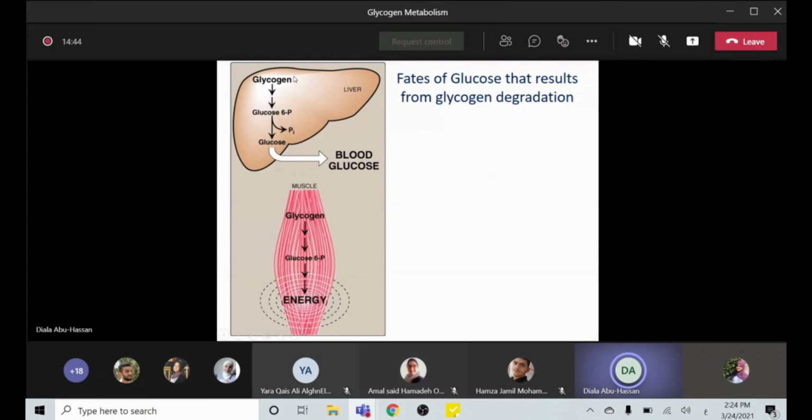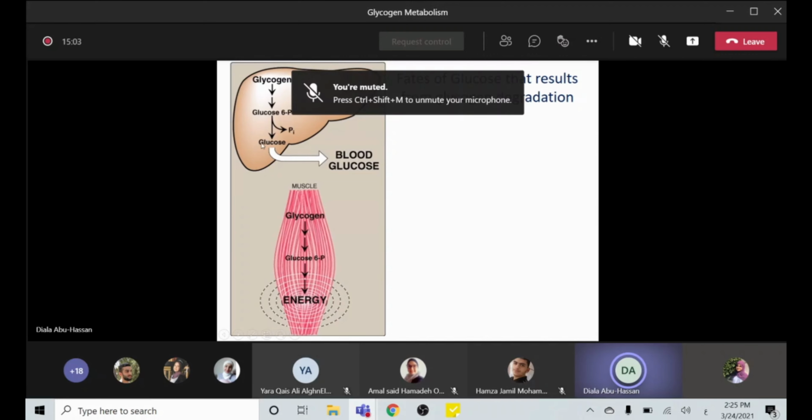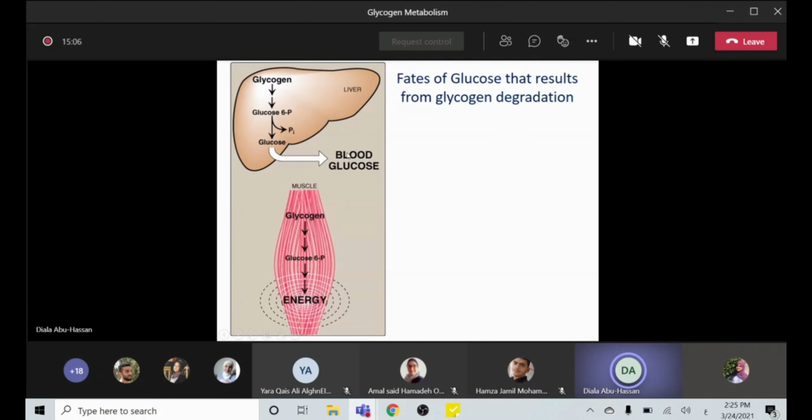If this glycogen degradation happens in hepatocytes, or liver cells, we don't have to stay at the glucose 6-phosphate stage. We need to get it in the form of glucose by dephosphorylation, because this glucose is going to get released into the bloodstream to maintain blood sugar levels. If it stays as glucose 6-phosphate, it's not going to leave, because the transporter only transports glucose, not glucose 6-phosphate.